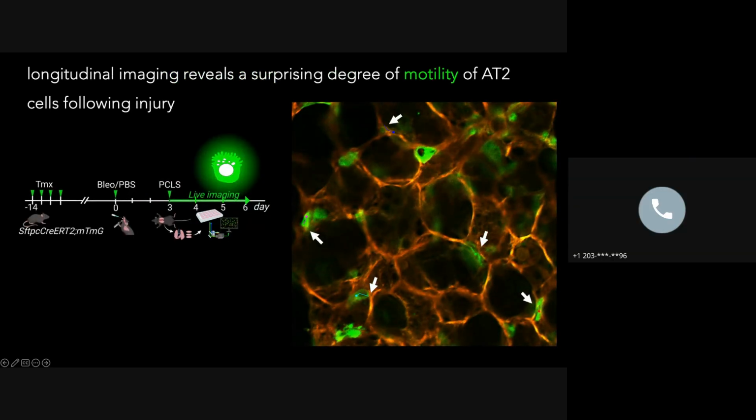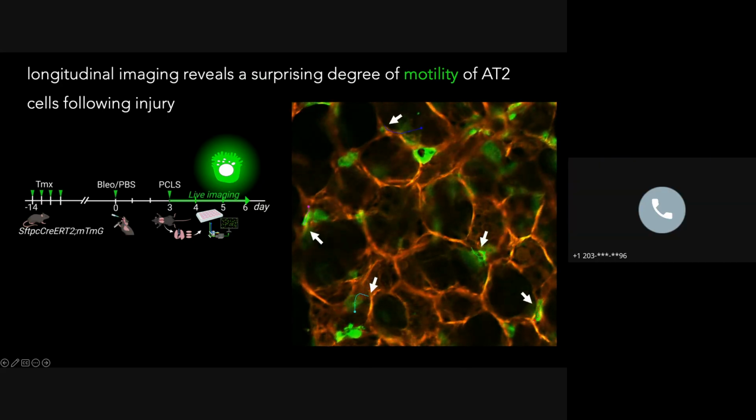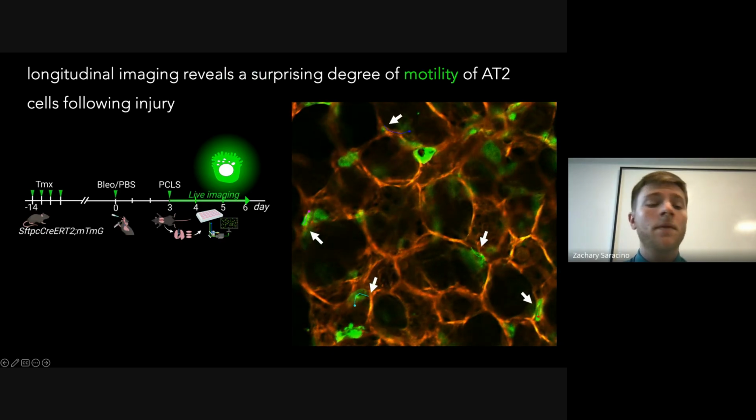And what we see, which is really surprising to me, is that a lot of AT2 cells become motile, covering quite a distance within and across different alveolar regions that you can see here in this video. And I just want to make a note, how do we get to this fluorescence, right, that you see there? So our typical workflow can be seen on the left. That's the typical timeline that we follow.